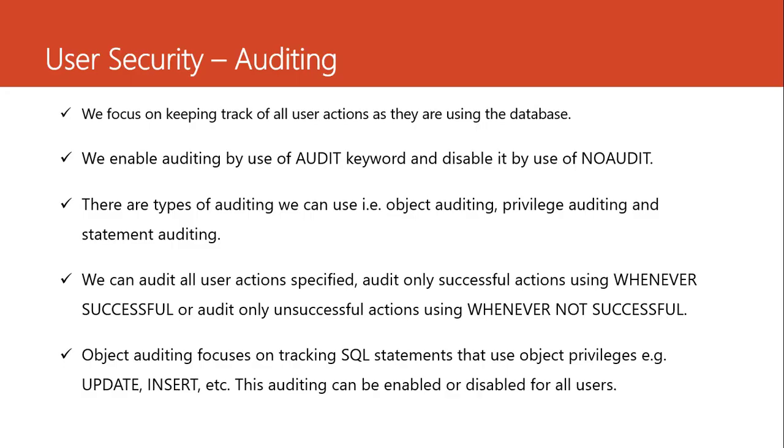So with auditing, we are just keeping track of user actions when they are using our data. To enable auditing, we use the audit keyword, and to disable auditing, we use the no audit keyword. We have different types of auditing. We have object auditing, privilege auditing, statement auditing.